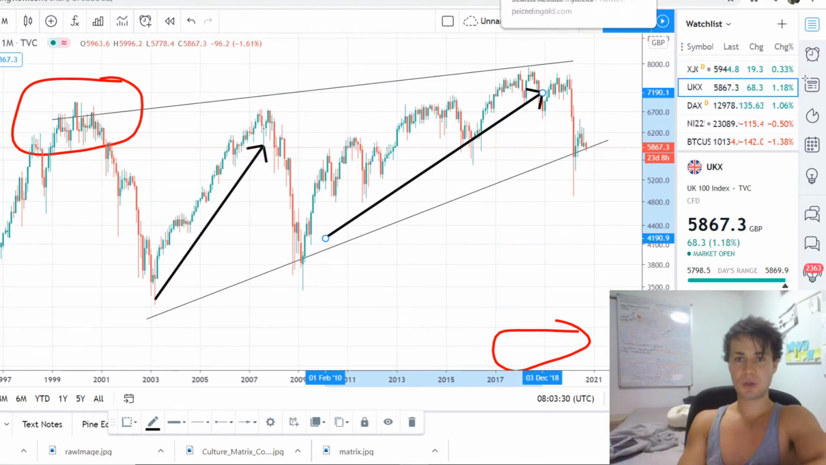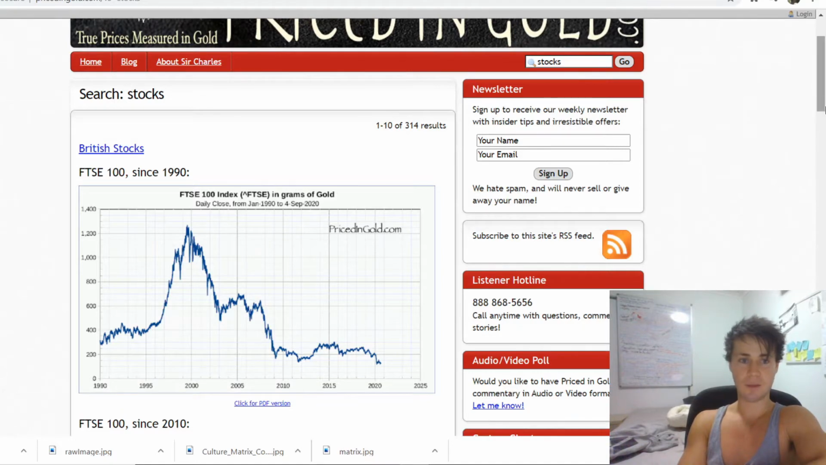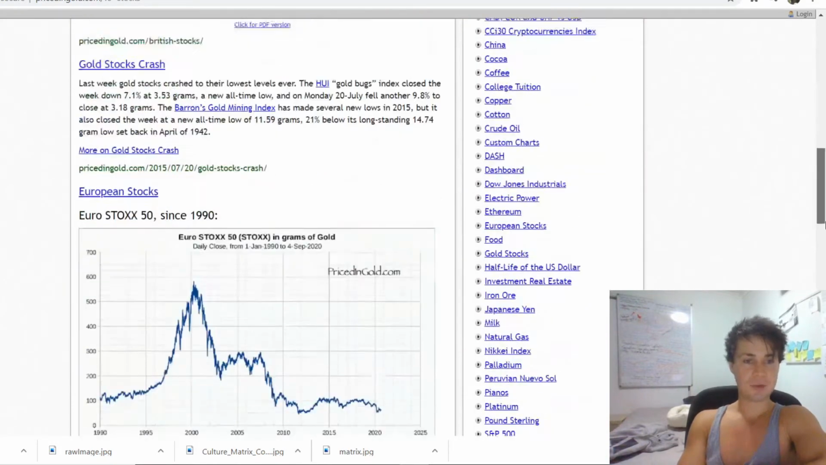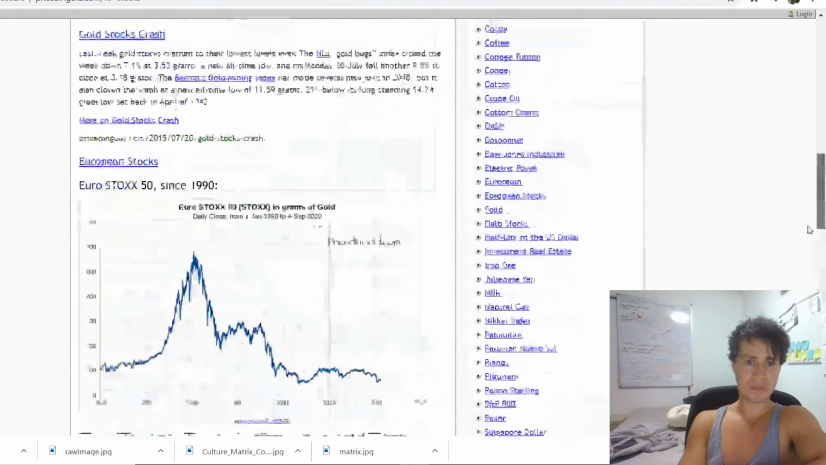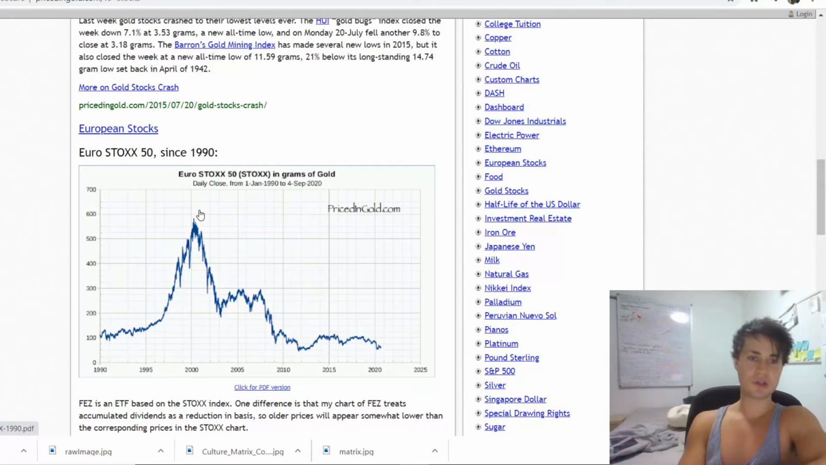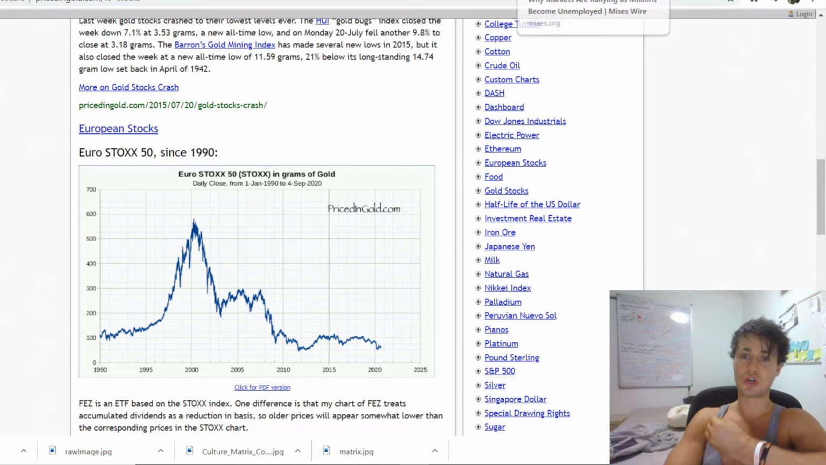Okay, so let's have a look at another chart. So that was the UK 100. Let's have a look at the euro, the exact same story. Okay, when you price it in gold, the stock markets actually haven't made a new high since the 2000 bubble because that's when all the global liquidity injections began to occur.